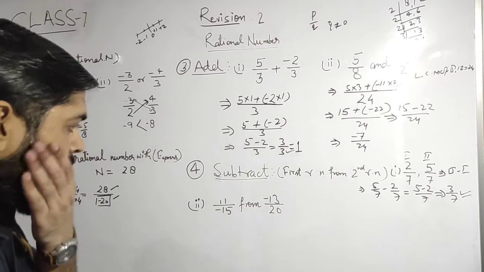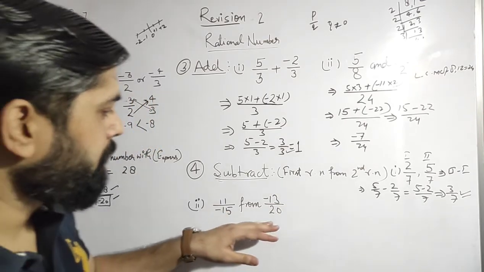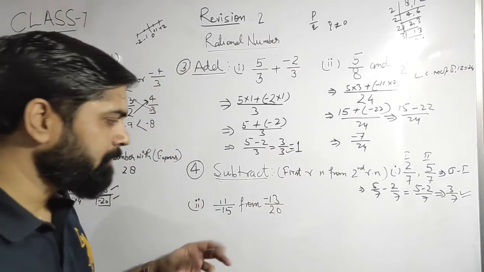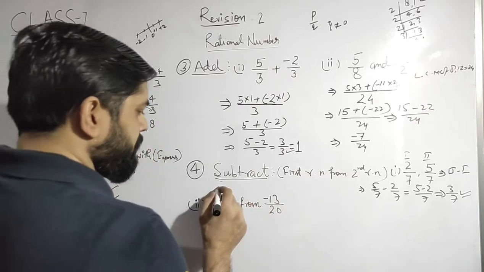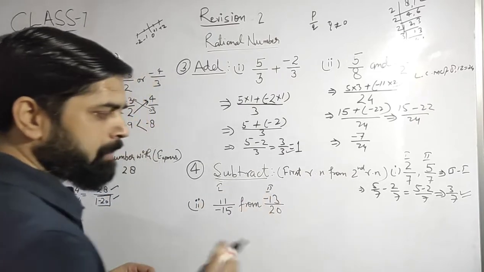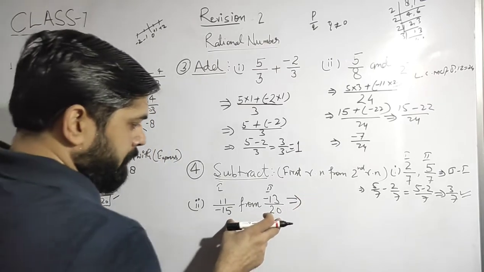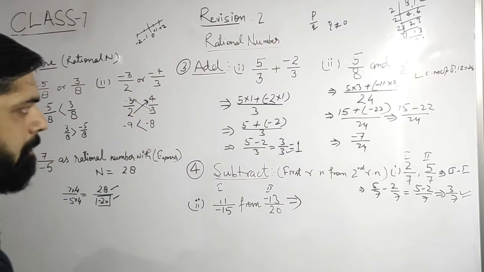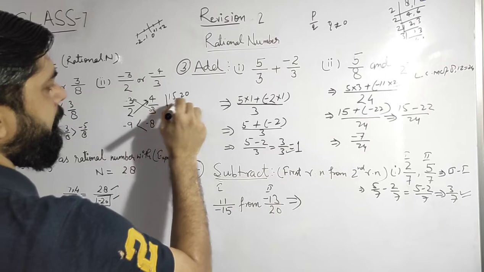Okay. Now the second: 11 upon minus 15 from minus 13 upon 20. Which was the first here? This is the first, this is the second. Understood? But here there are different denominators, so we find the LCM of the different denominators. So find the LCM of 15 and 20.